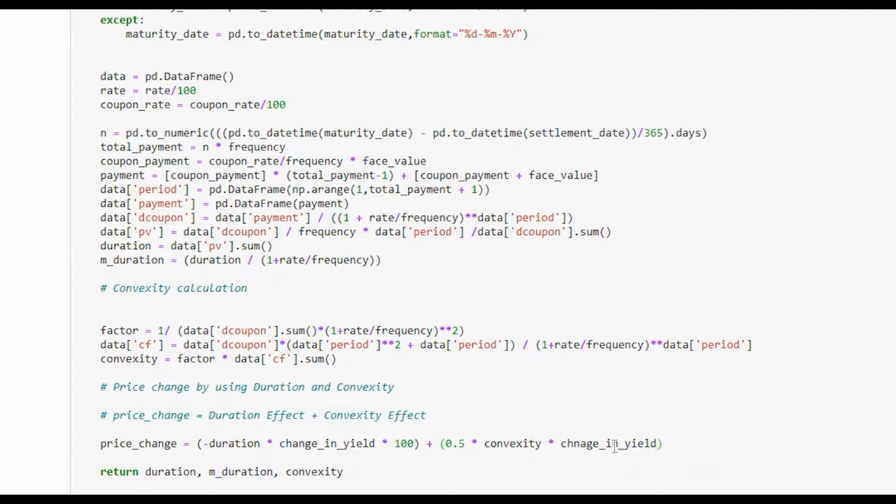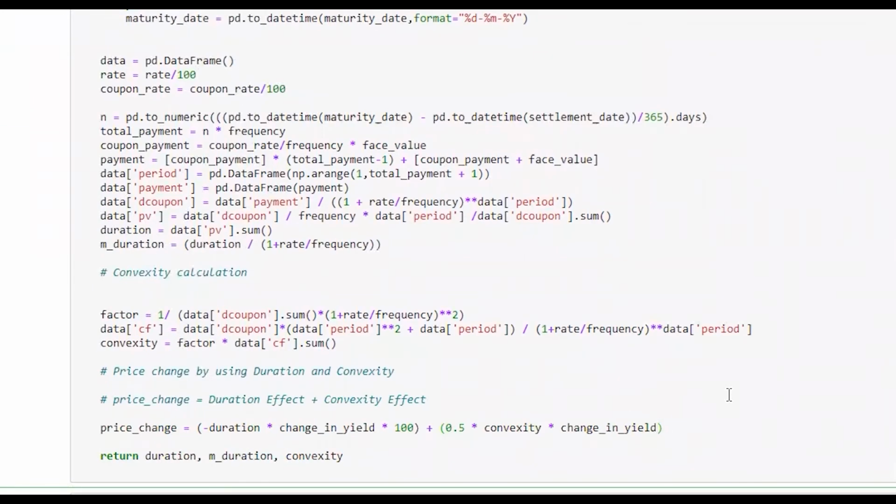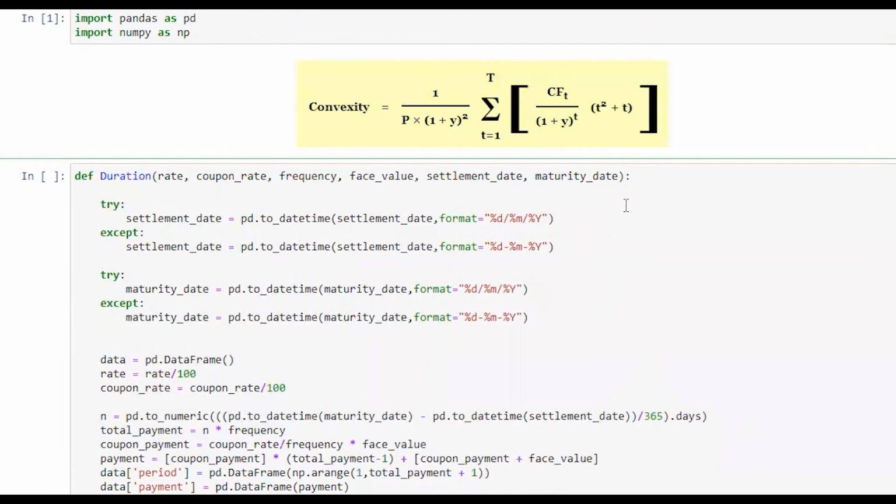We need to make sure that both change in yield spellings are the same because there was a typo. So I'm going to do one thing. Let me complete the formula, then I'll do that. Into, let's put this under bracket, square into 100. So we got the formula of price change: duration into change in yield into 100 plus 1 divided by 2, which is 0.5, into convexity into change in yield square into 100. So this is the factor which is required as an input.